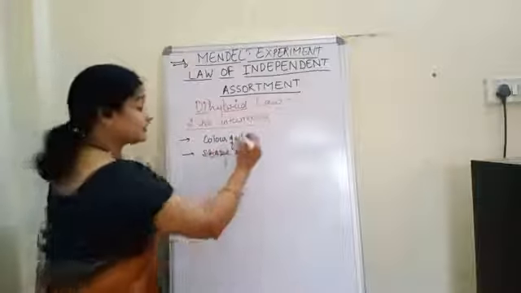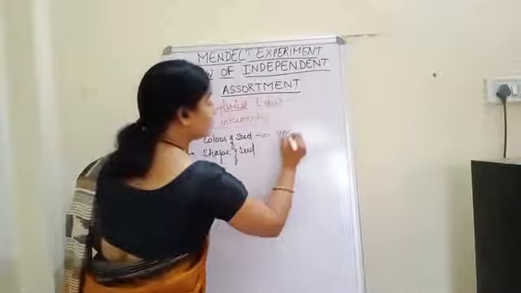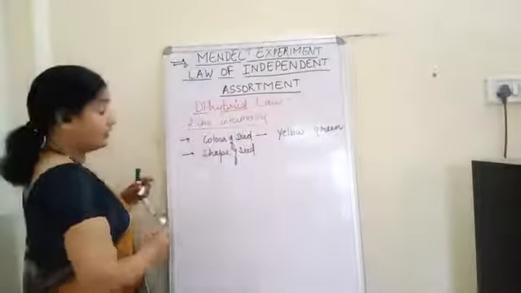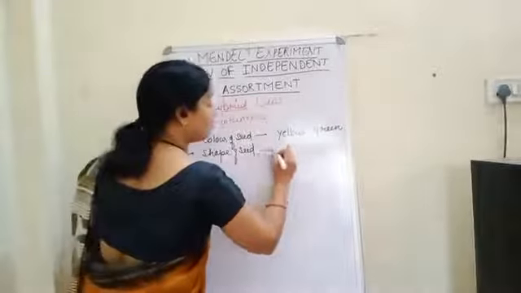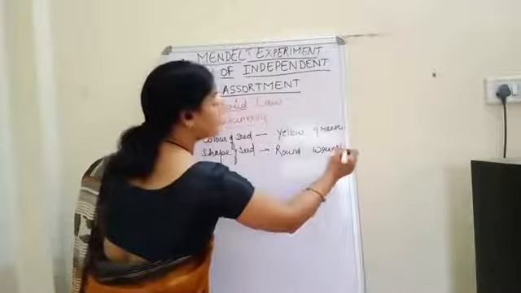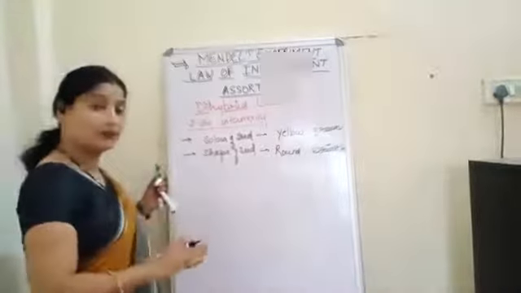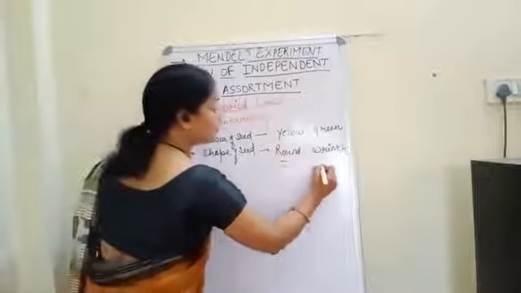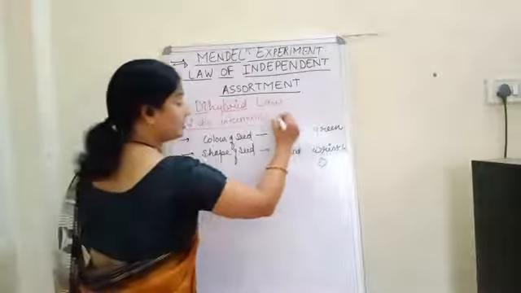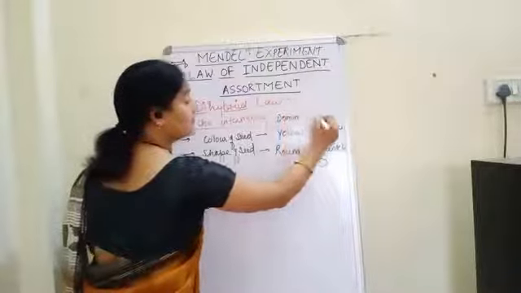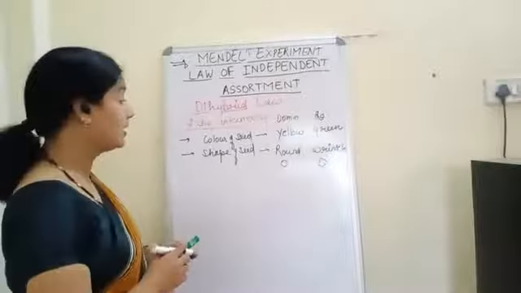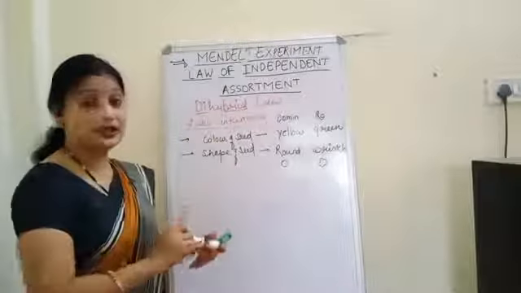Now what is the color of the seed? Seed can be either yellow or green. Clear? Shape may be round or wrinkled, no intermediate. If it is round, then completely round. If it is wrinkled, then completely wrinkled. Now suppose this is the dominant and this is the recessive, because he searched and found these things in the pea plant. Now he intermixed all these things.